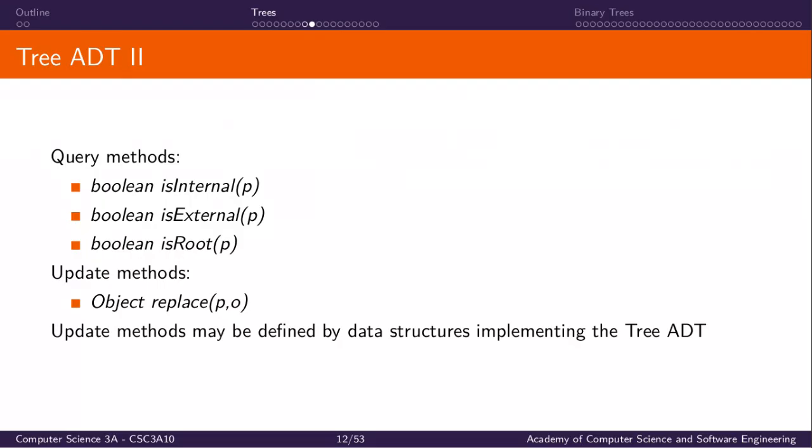Then some query methods for particular positions. Is a particular position internal? Just think, you could easily implement that. You would look at its children collection, and if that is not empty, then it's internal. The opposite would be true for is external. Then is root, where you could very easily check if parent of P is null. If it is, then you know that it's the root. Right, but just for now, we have those query methods, is internal, is external, and is root for any position. Then the update method, replace P, O. So replace with this new object whatever was stored at position P.